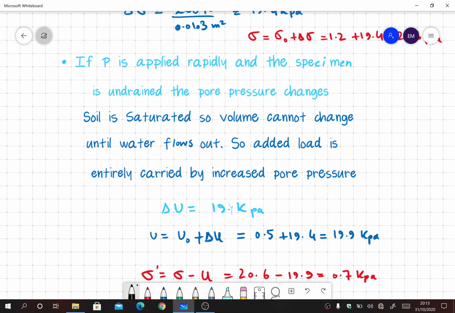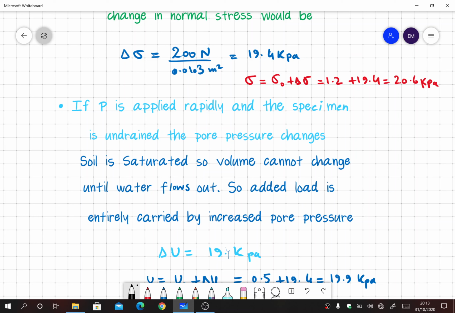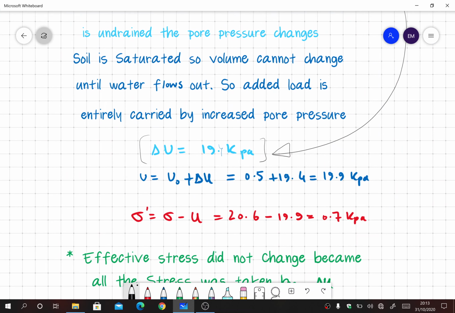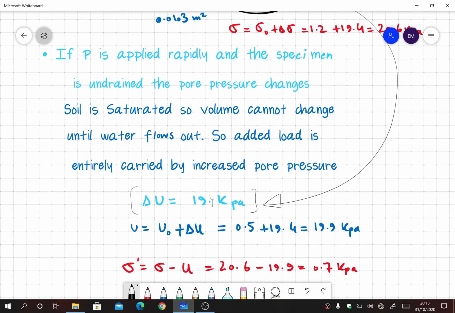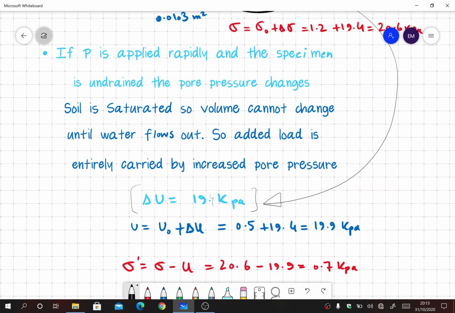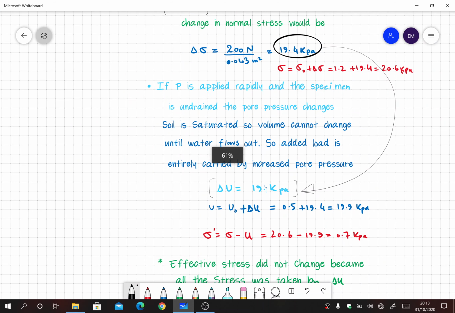Now we know from Terzaghi's theory, and we just discussed it already, that if there is no volume change and there is no space for water to escape, all the external load will result in an increase in pore pressure. So based on that theory, delta U will be equal to 19.4 kPa. That happens to be the increase in stress that we have applied. So total U will be U naught plus delta U, so 0.5 plus 19.4 is 19.9, and lastly sigma dash is equal to sigma minus U. Total stress was 20.6 and the pore water pressure is 19.9, giving us the effective stress of 0.7 kPa.